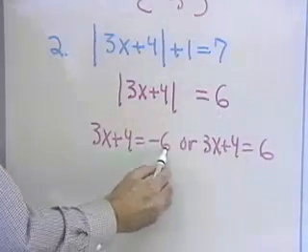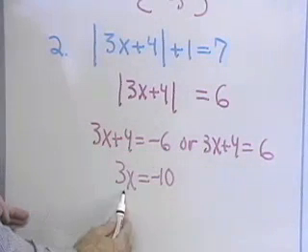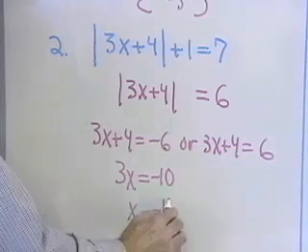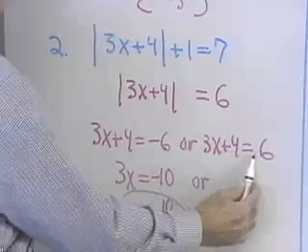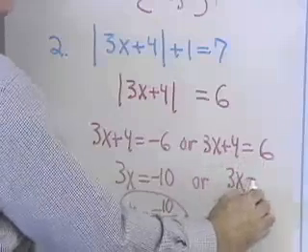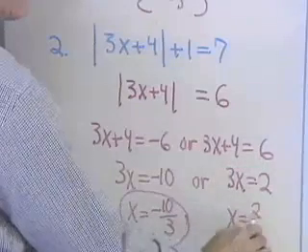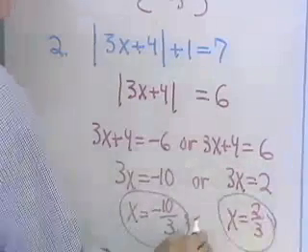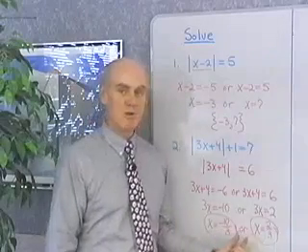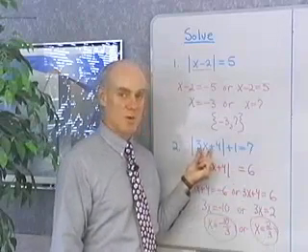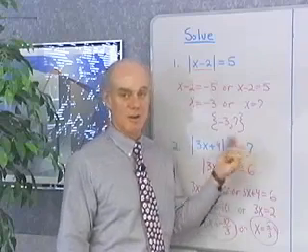Solving this equation, I add negative 4 to both sides and end up with negative 10. Divide both sides by 3, and I get x is equal to negative 10 thirds. There's one solution. Or add negative 4 to both sides here, and I have 3x is equal to 2. Divide both sides by 3, and I have x is equal to 2 thirds. So I get two solutions. x is equal to negative 10 thirds, or x is equal to 2 thirds. Either one of those two numbers, when I replace x with them in the original equation, will give me a true statement. That is, the absolute value of that quantity plus 1 will always turn out to be 7.